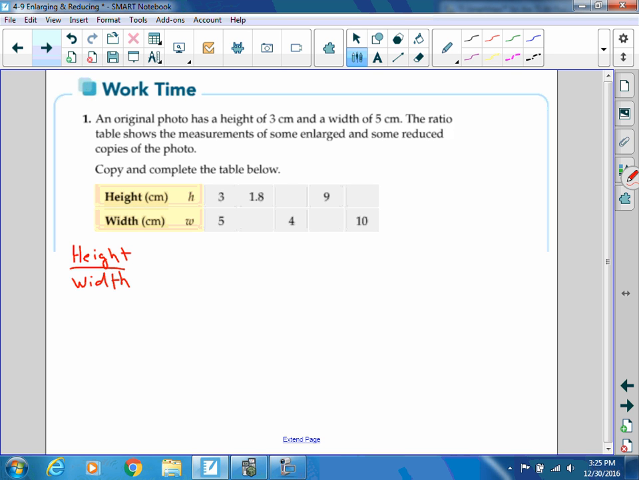Okay, so I know my original height there is 3, and the original width is 5. So if I want to figure out the width for one that's 1.8 centimeters high, I'm going to put the 1.8 on top because that's where my height is, and I'm going to look for x. So again, cross multiply here. 3 times x is 3x. 5 times 1.8 is going to equal 9. So divide by 3, and I get x equals 3. So when my height is 1.8, my width will be 3 centimeters.